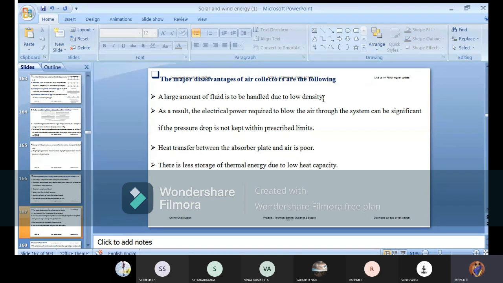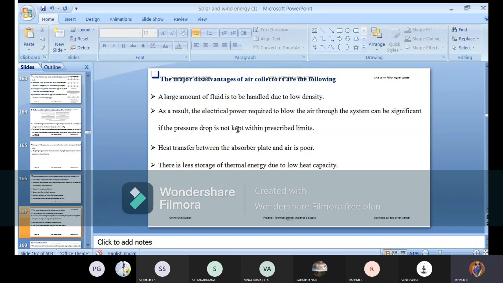If you consider air, the density of air is very low as compared to water or any other liquid. Because of that, if you want to achieve maximum output from your flat plate collector, you are going to need a larger quantity than in a liquid kind of flat plate collector. That is one drawback. It means your mass of air is increasing because of the low density of air.